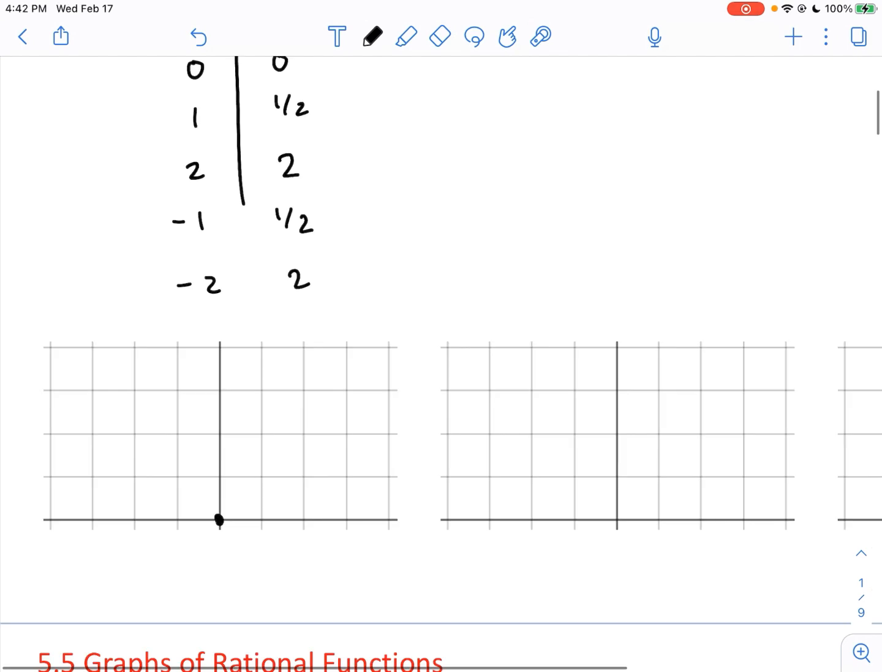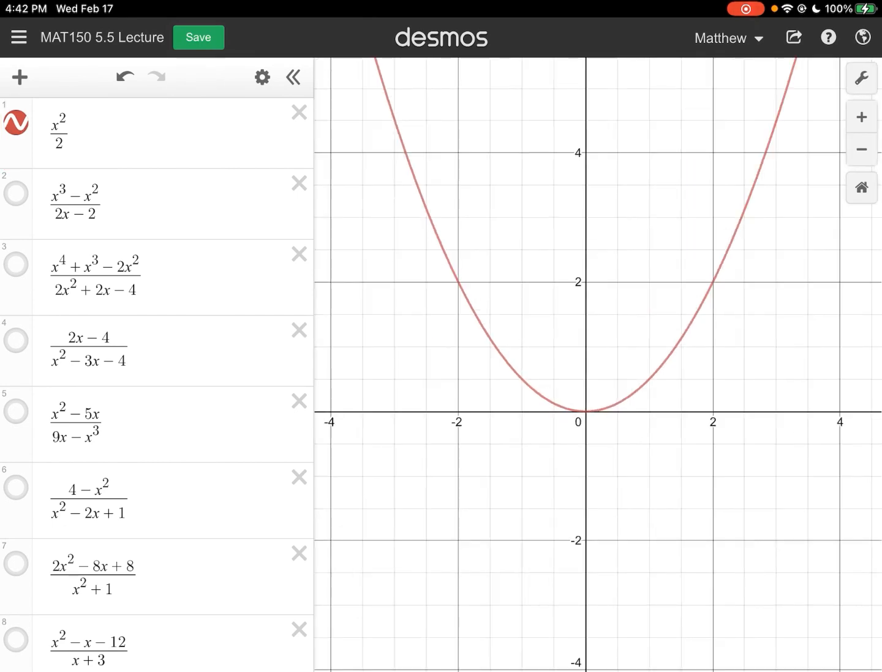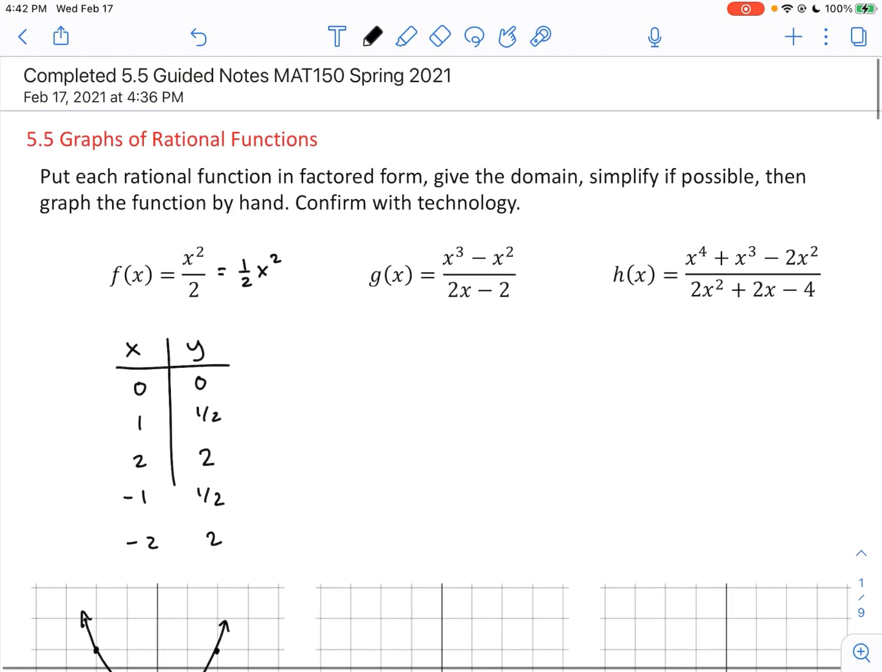So we have 0, 0. We have 1, 1/2, 2, 2. So -1, 1/2, and -2, 2, etc. It's a slightly flattened parabola. And this says to confirm with technology. Here's our flattened parabola. Okay, the next one looks a lot more complicated.